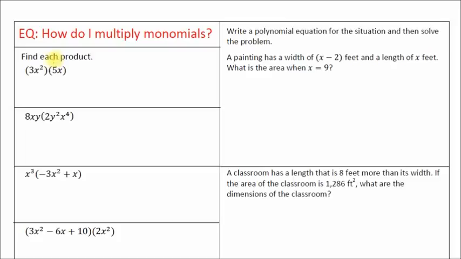The question here is find each product. When you see the word product, it means multiply. Now we have a monomial being multiplied by another monomial. In this case, you're going to follow the basic math rules that you've learned in previous classes. You're allowed to multiply a little bit differently than the way you add and subtract. In my opinion, it's quite a bit easier to multiply terms rather than add and subtract terms.